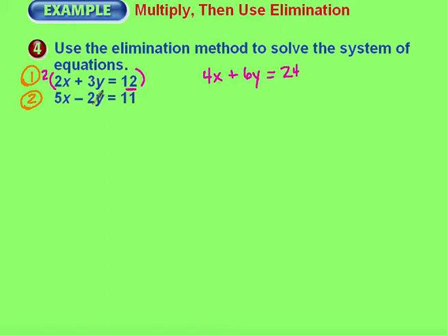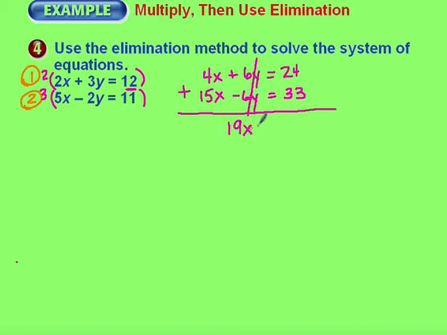Now I need to make the second equation have a negative 6y. So I'm going to multiply this by a 3. Whole thing, left and right. So that's going to give me 15x minus 6y equals 33. Now you can see I'm going to be able to eliminate these with a quick addition problem. So when I eliminate this one, I eliminate my y's. I have 19x's total is equal to 57. And when I divide both sides by 19, I find x is equal to 3.